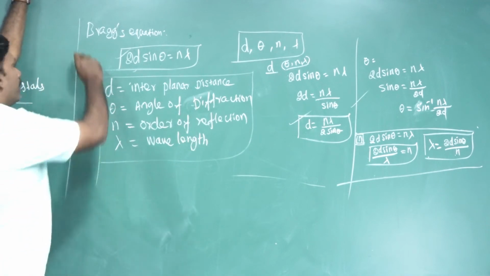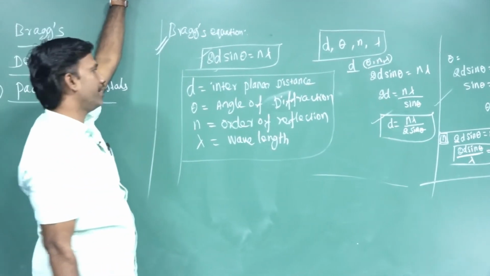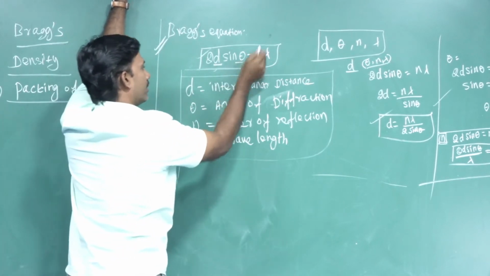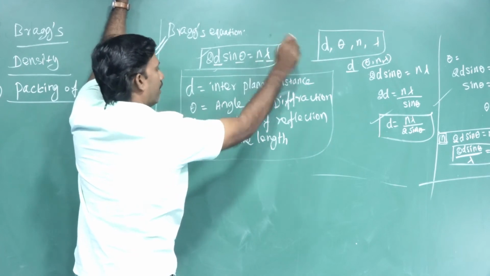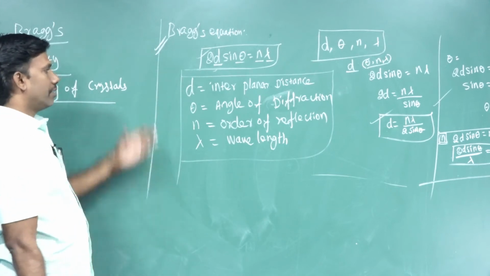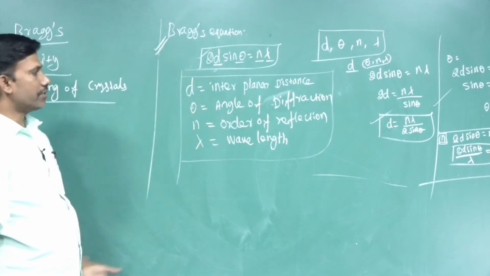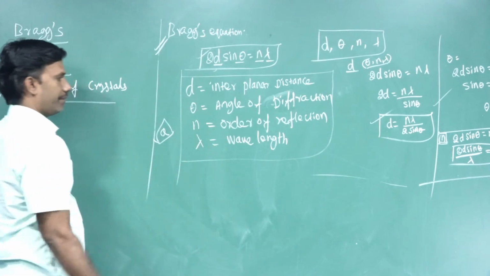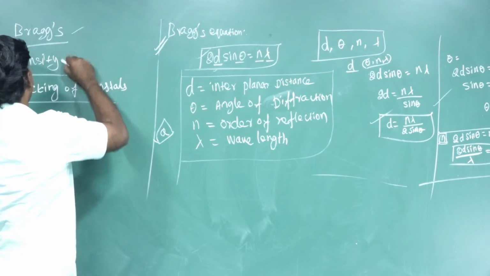Okay. Once again, I am repeating Bragg's equation. Bragg's equation gives the interrelationship between the interplanar distance d, the angle of diffraction theta, the order of reflection n and lambda. This is Bragg's equation. It is used to study crystals. By using this formula, the edge length a can also be calculated. Then let us move on to the next segment, that is density calculation.